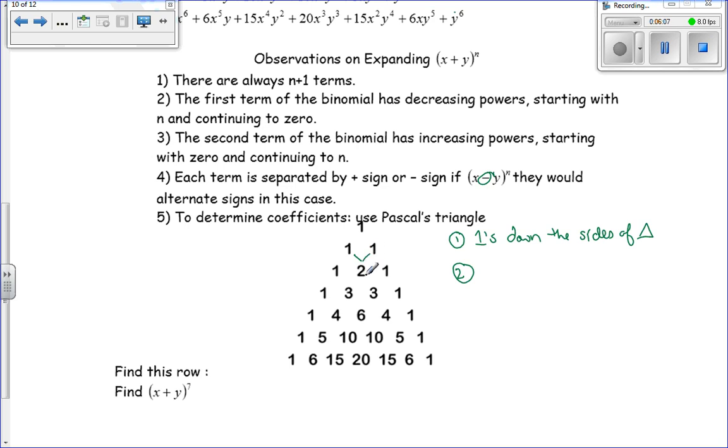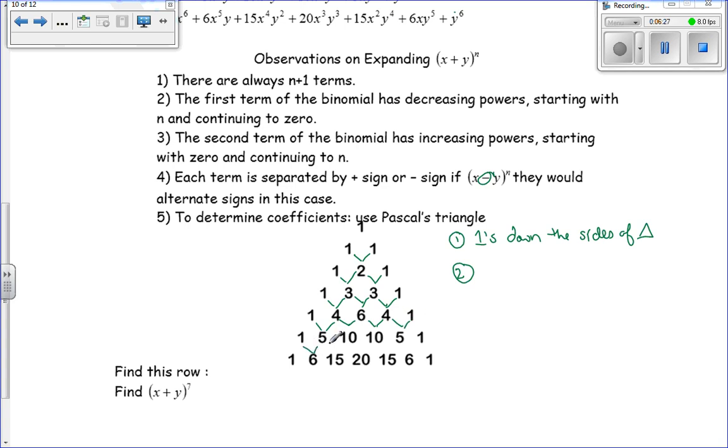So 1 plus 1 is 2. 1 plus 2 is 3. 2 plus 1 is 3. 1 plus 3 is 4. 3 plus 3 is 6. 3 plus 1 is 4. 1 plus 4 is 5. 4 plus 6 is 10. 6 plus 4 is 10. 4 plus 1 is 5.